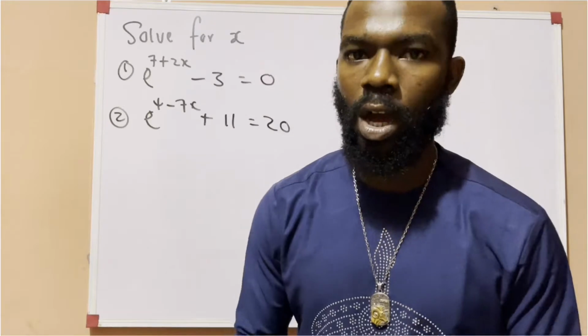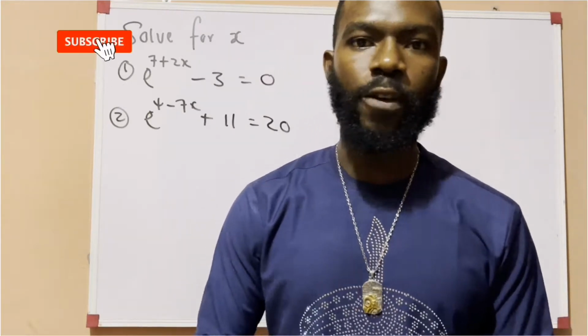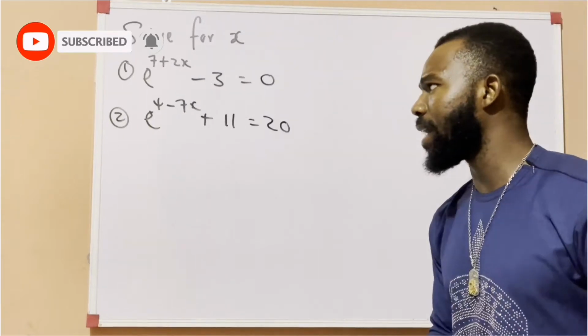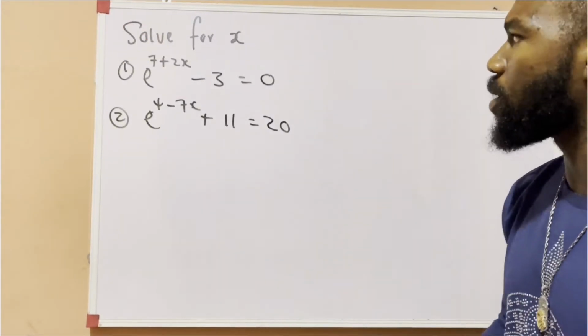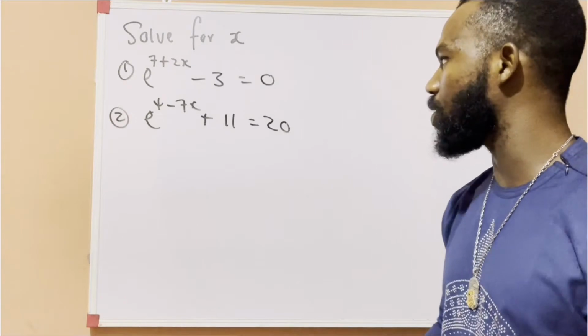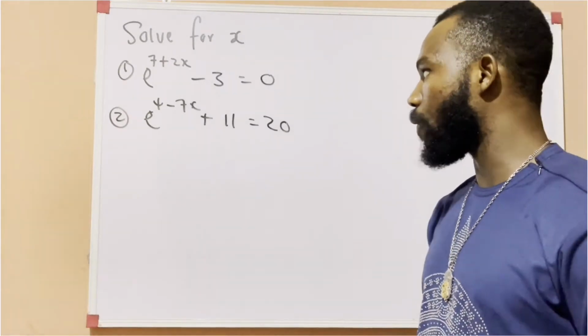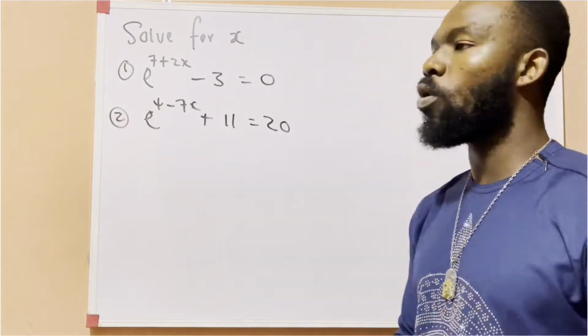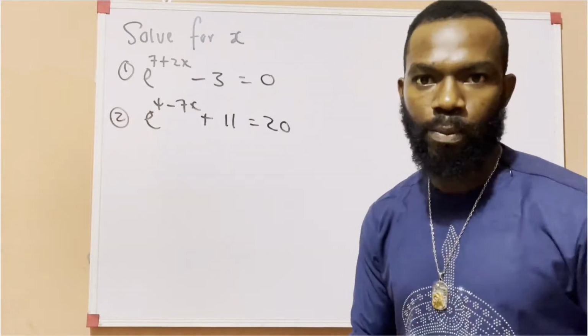Today I will be teaching two questions on exponential functions. Okay, the first question says we should find x if e raised to the power of 7 plus 2x minus 3 is equal to 0, and e raised to the power of 4 minus 7x plus 11 equals 20. How do we go about solving this type of exponential problem?